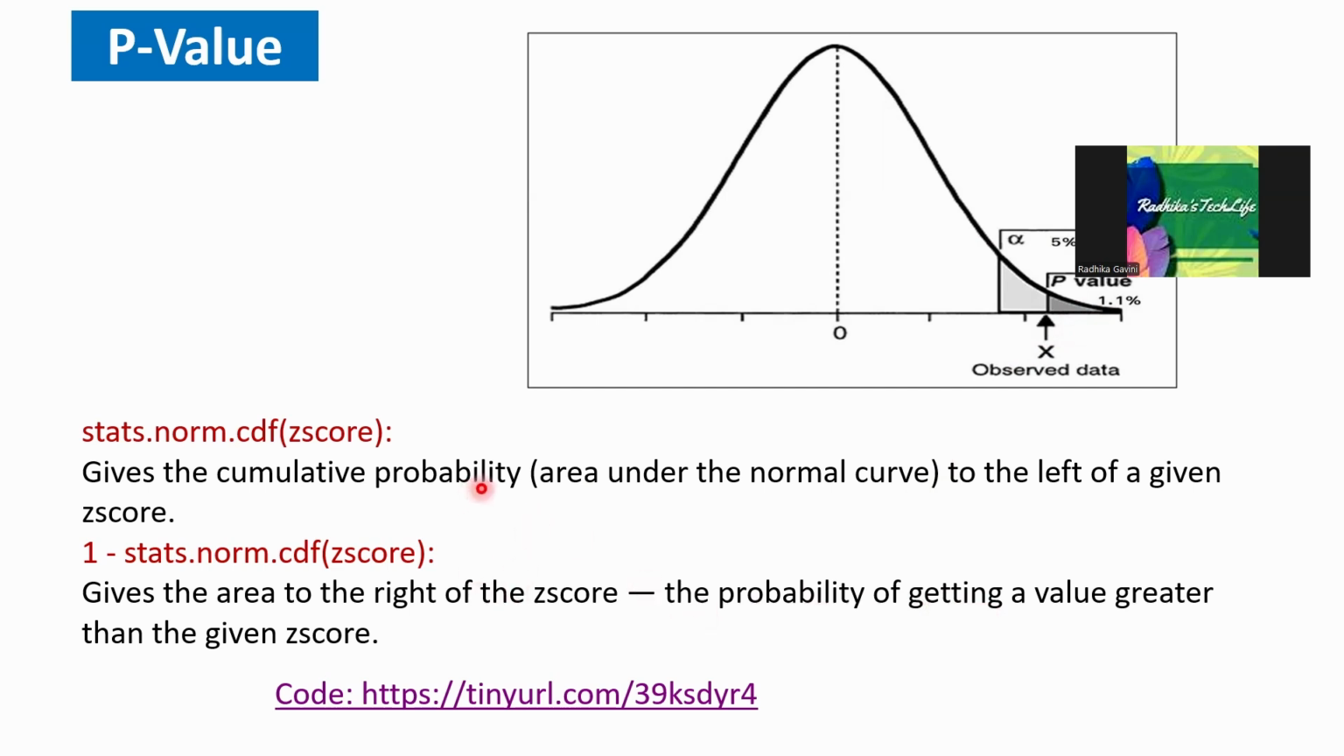So this is about the two functions: stats.norm.cdf to get the area under the curve which is to the left of the given z-score, and 1 minus stats.norm.cdf, which gives the area which is towards the right of the z-score. So this is the probability of getting a value which is greater than the given z-score, while stats.norm.cdf gives the probability of getting a value which is less than the given z-score. Let us move to the code.